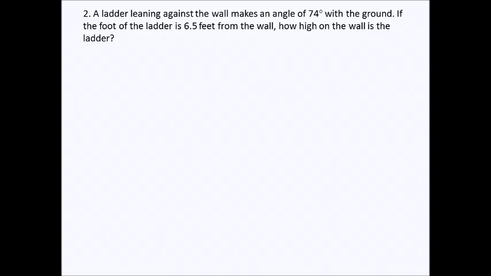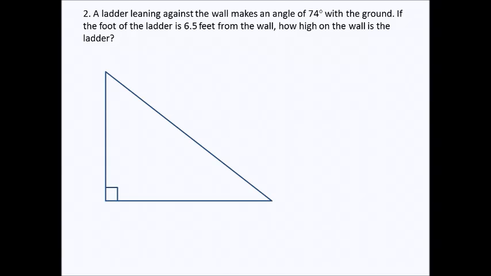A ladder leaning against the wall makes an angle of 74 degrees with the ground. If the foot of the ladder is 6.5 feet from the wall, how high on the wall is the ladder? The first step is to draw a right triangle. The next step is to label the sides of the triangle. We're first told that a ladder is leaning against a wall. The ladder is represented by the hypotenuse. So the hypotenuse represents the ladder.